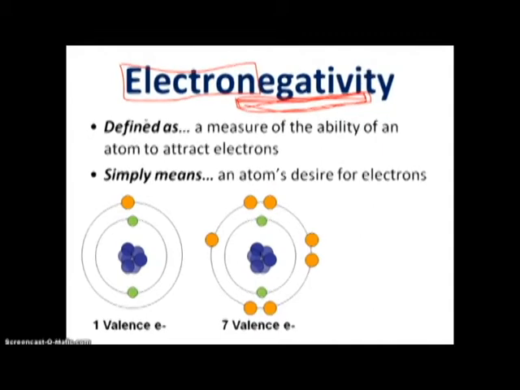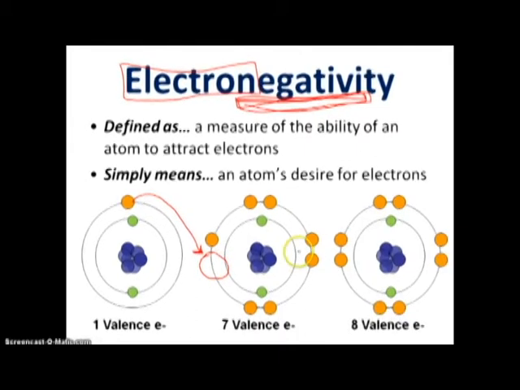But a group 17 atom, the halogens, have 7 valence electrons. They need 8, like all atoms want. They need 1 right here. So while group 1 wants to give it away, group 17 wants to take it. So group 1 has no desire for electrons. Group 17, they have a very strong desire for electrons. They really want that electron. That way they could fill up their outer shell.